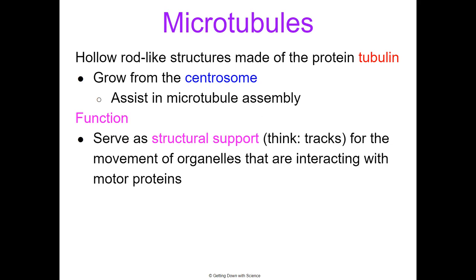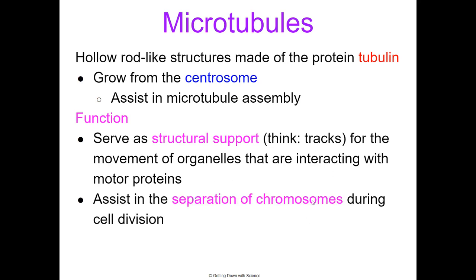So they really are all about structural support. They're almost like tracks that you can move organelles and things along, almost like train tracks that the train travels specifically along. These are going to be similar in the way they behave when they're interacting with those motor proteins. They will also, and this is a big one, assist in the separation of chromosomes during cell division. So when we get to talking about mitosis, we're going to talk about the spindle fibers, and specifically spindle fibers are microtubules. They also play a role in terms of cell motility, so they're a part of cilia and flagella in particular.